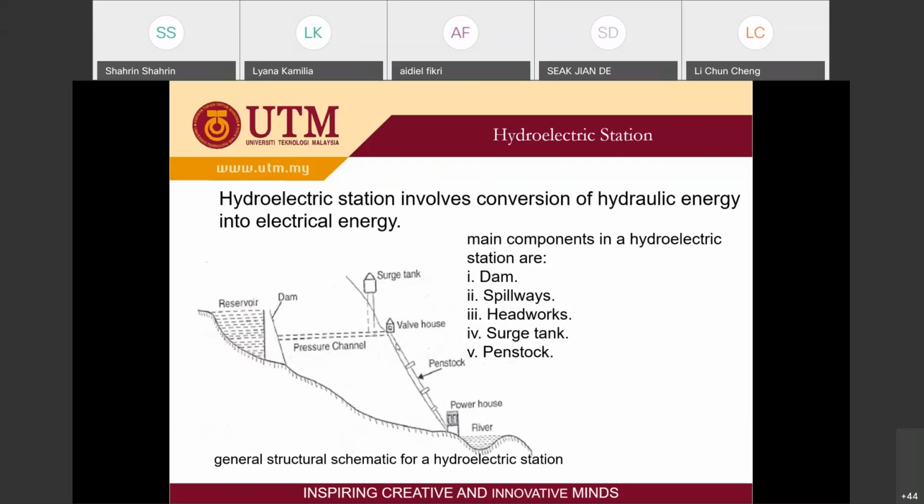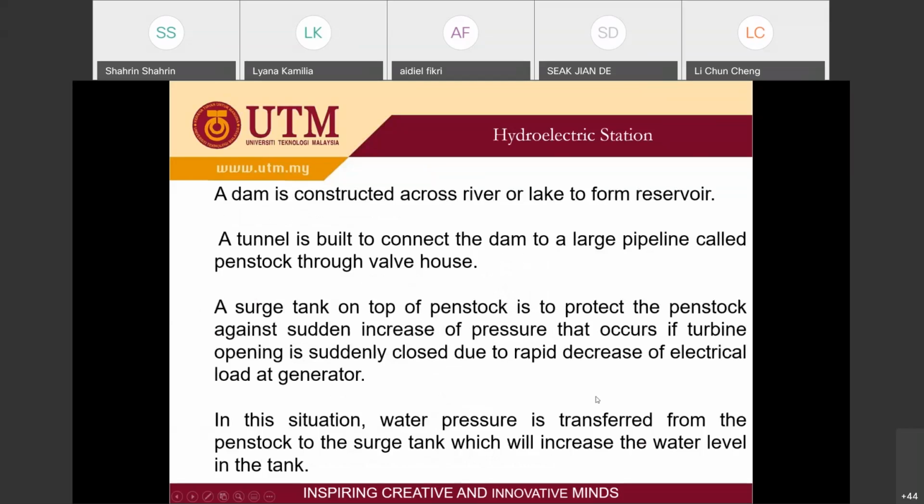The channel here we call the penstock. This is the valve where we control the velocity of the water, and this is the surge tank. The surge tank is used for protection. Maybe there is high pressure from the dam, so this will take the extra pressure to protect the generator here.